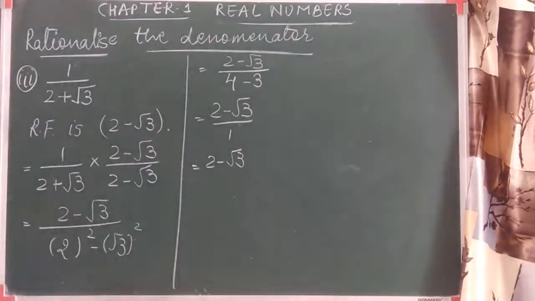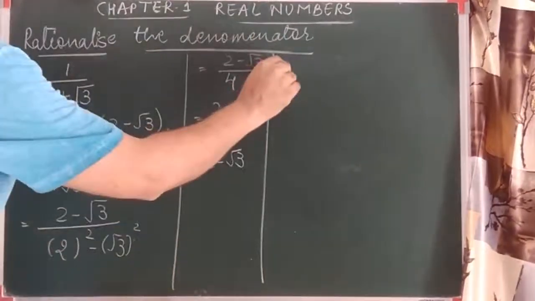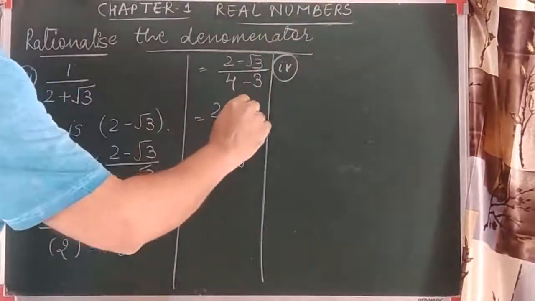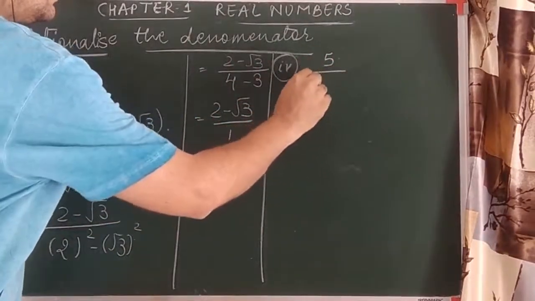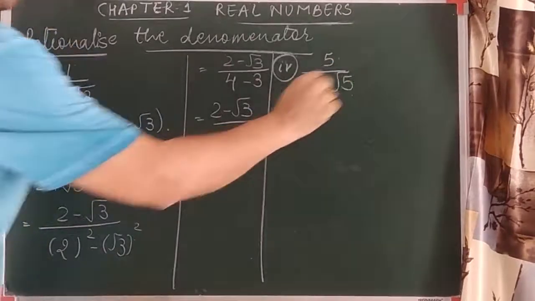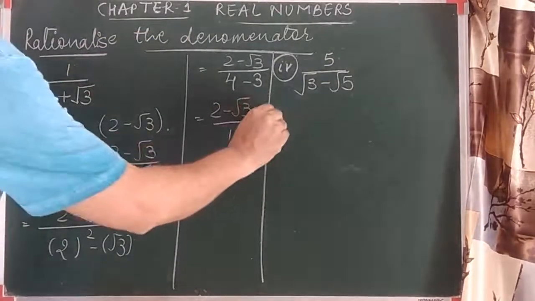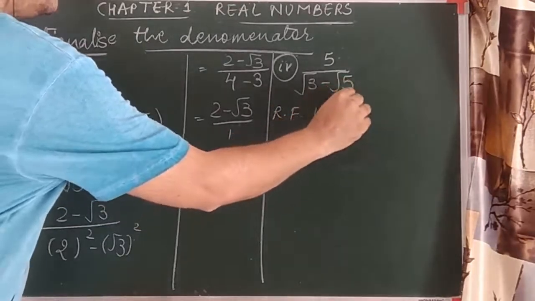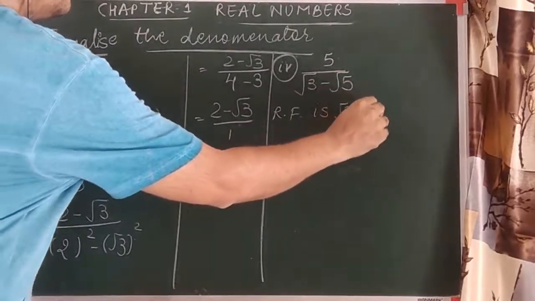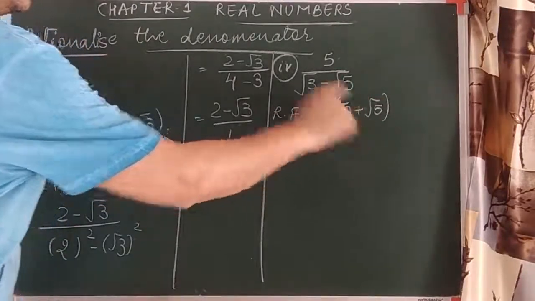Let's have one more question to do the same. In this question, we have 5 upon root 3 minus root 5. Now we have to rationalize the denominator. So we can say the rationalizing factor is, see, both the numbers remain as they are, the minus becomes plus, correct? See, I am not changing the term, remember, I am just changing the sign.